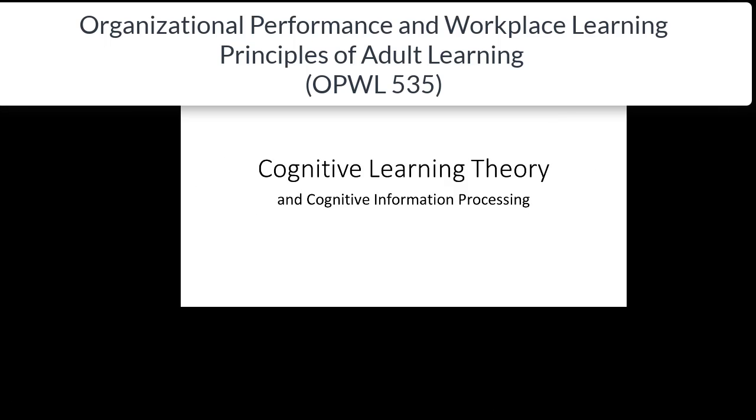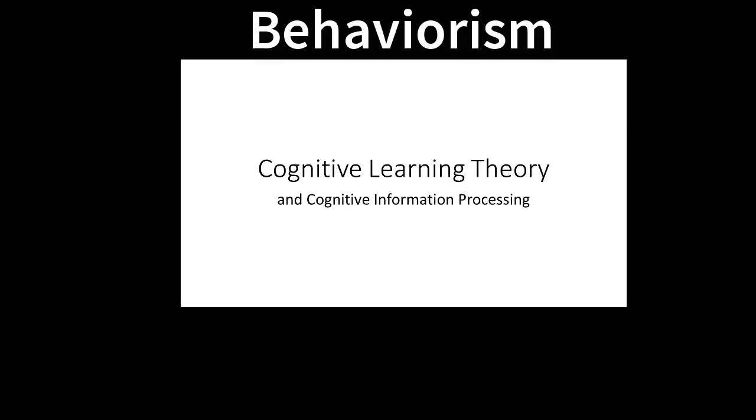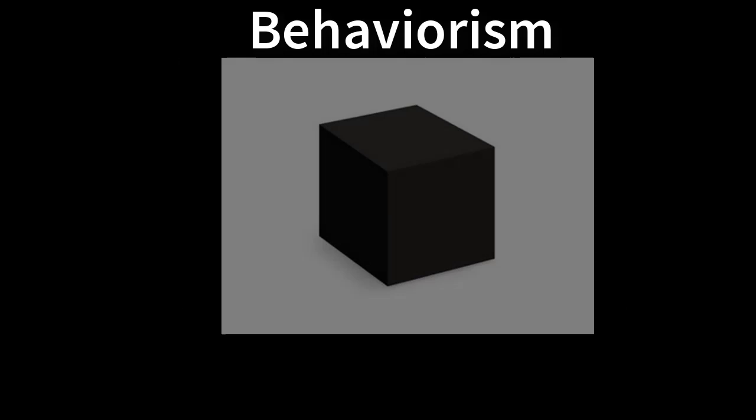In Module 3, we focused on behaviorism, the dominant learning theory of the early to mid-20th century. Recall that behaviorists emphasize observable behavior, and learning can be supported by manipulating the environment. While behavioral approaches are useful, they leave some gaps.